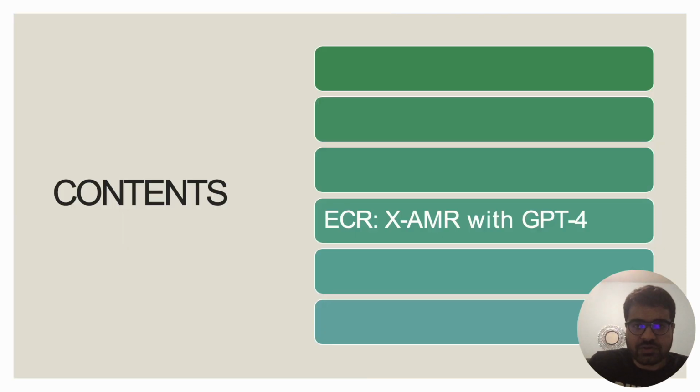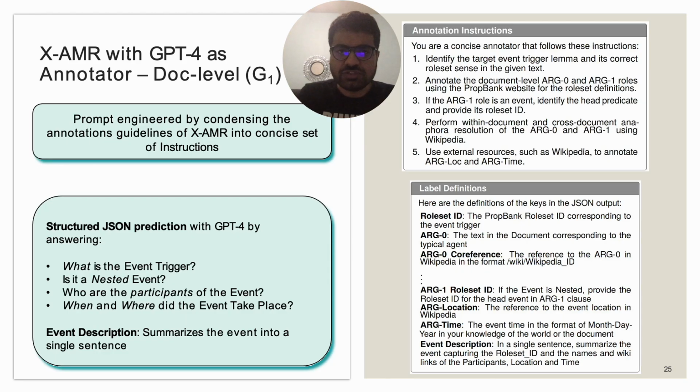Jumping topic to now assess how GPT-4 performs in the X-AMR task as a replacement for human annotators. We use GPT-4 as a way of abstractive generation of the X-AMR annotations. We employ two prompting techniques differing in the context provided for the annotations.